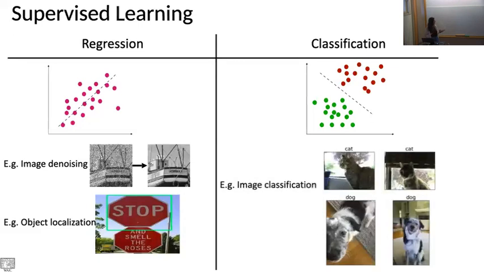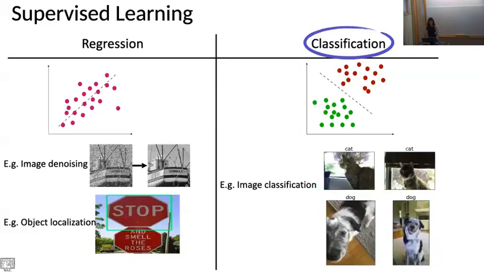Classification is maybe more straightforward. We're given an image and we just want to know what the class of this image is, whether it's a cat or a dog, and this is our goal in computer vision most of the time when we're talking about classification.